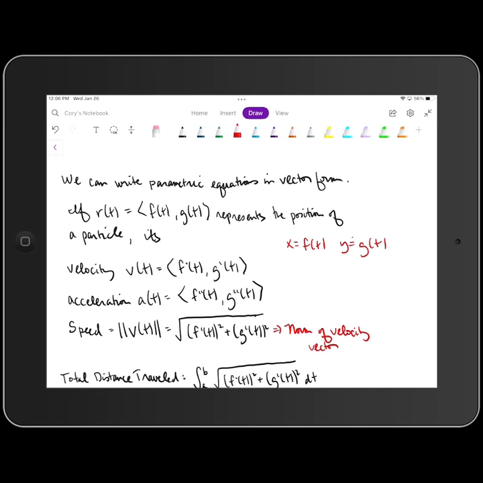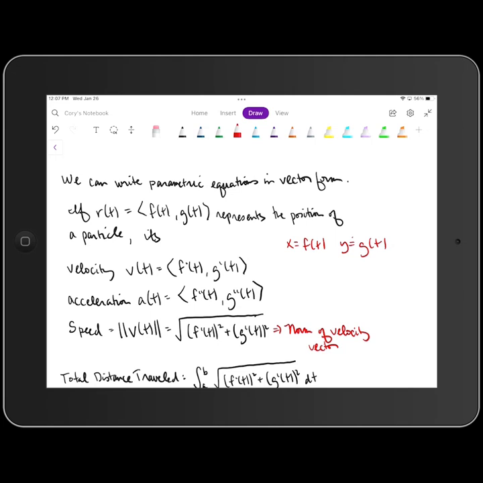Similarly, there's going to be a horizontal and vertical component for acceleration as well. For the acceleration vector, we know acceleration is the derivative of velocity. So to get the acceleration vector, we take the derivative of each component of the velocity vector. The horizontal component of acceleration is f double prime of t, and the vertical component of acceleration is g double prime of t.